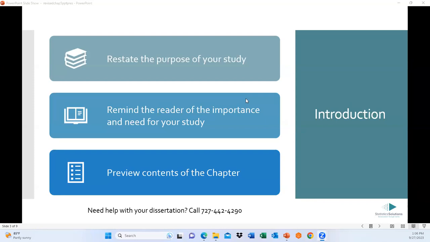Sometimes, again, check your template. Sometimes they'll want a little bit of a summary about your methods, the methods that you use. And again, it's a summary and it's just a reminder for the reader, so you don't need to go into depth about it. And then if you want, at the end of the introduction, you can preview contents of the chapter, right? The sections that are going to be coming in the chapter.